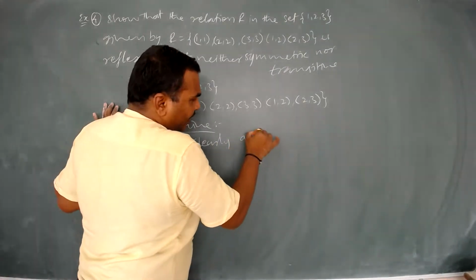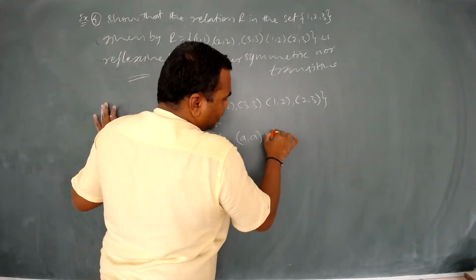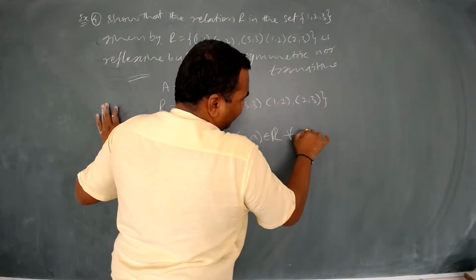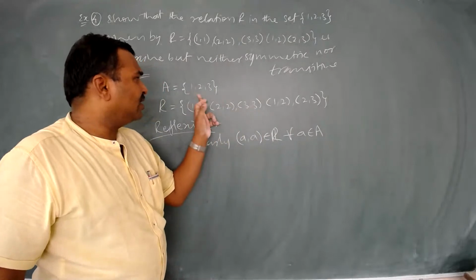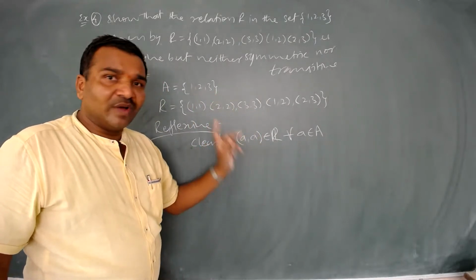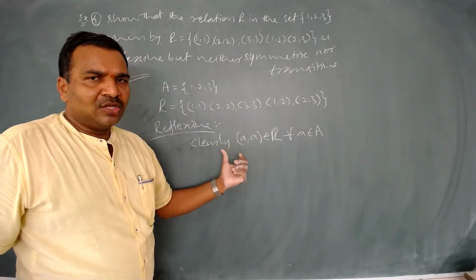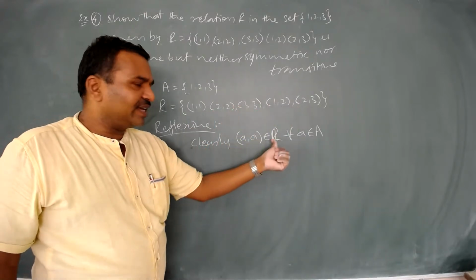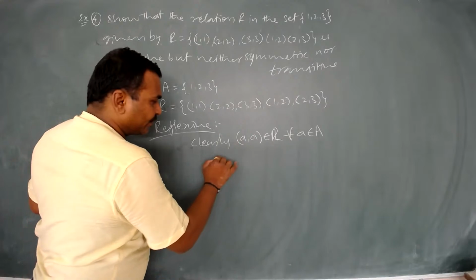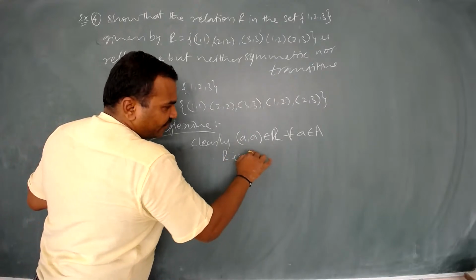(a, a) belongs to R for all a belongs to A. A belongs to A means what are the elements in A? 1, 2, 3. (a, a) means (1,1), (2,2), (3,3). It is there now. So only 3 elements are there. We can write all the elements also, but in general, we can write like this. Therefore, R is reflexive.